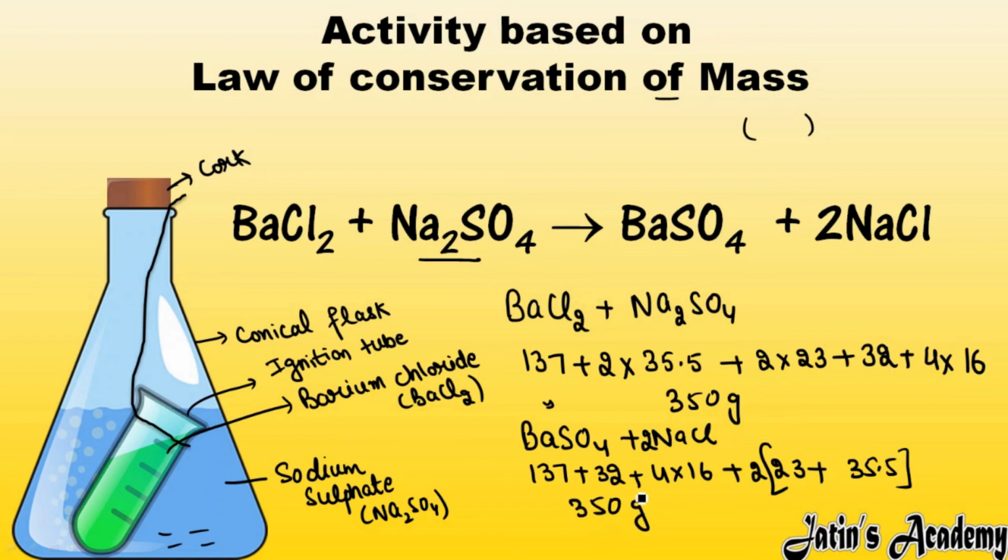So you will see that the total mass of the reactants and the total mass of the products are the same. When you weigh barium chloride and sodium sulfate before the reaction, the total mass of the reactants will be 350 gram. After mixing both the liquids, when you weigh the solution that you get, the weight of the solution is also 350 gram, which proves that the total mass of the reactants is equal to the total mass of the products.